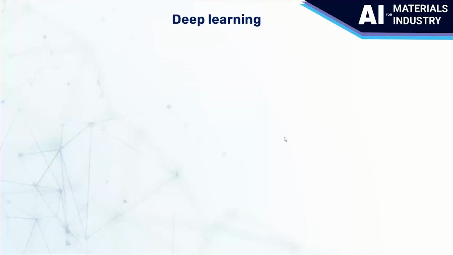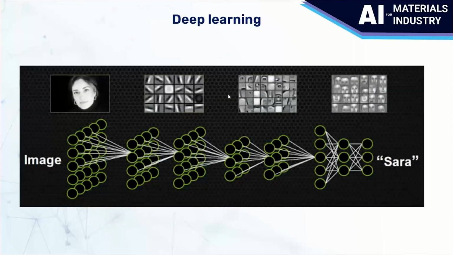Now, the problem is that we still need to first determine all these columns that we saw on the previous slide. And it would be much nicer, of course, if deep learning could do this for us. And this is exactly what happens. So let me explain the details of the deep learning a bit more based on this example of facial recognition.